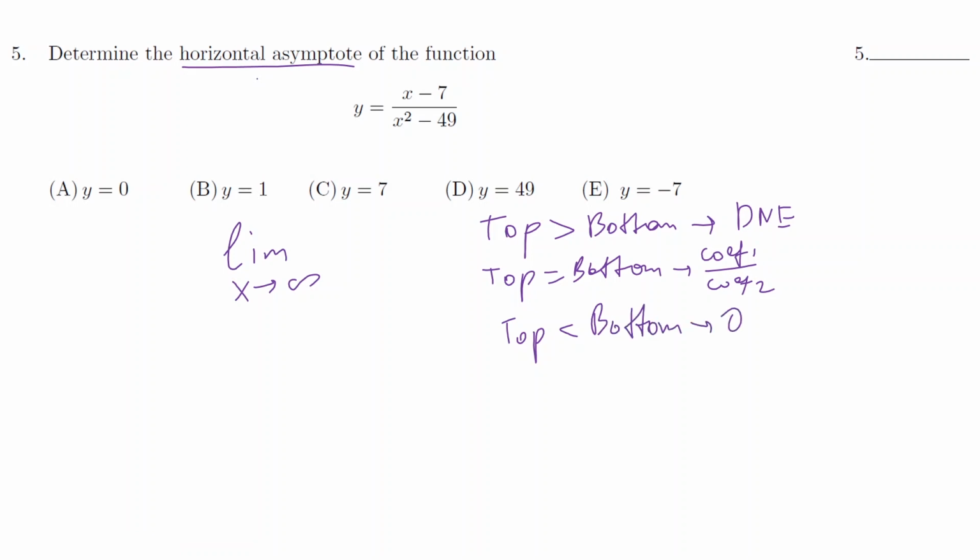Now, what is top? What is bottom? I'm looking at the highest exponent on top and highest exponent on the bottom. What's my highest exponent on top? It's 1, because x is to the first power. What's my highest exponent on the bottom? It's 2. So I got 1 over 2.